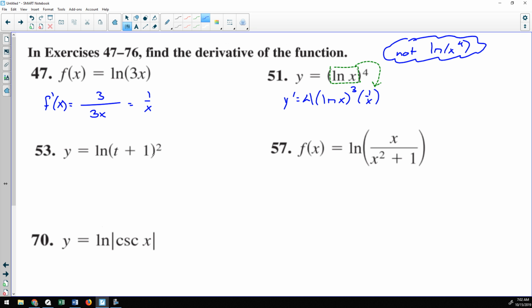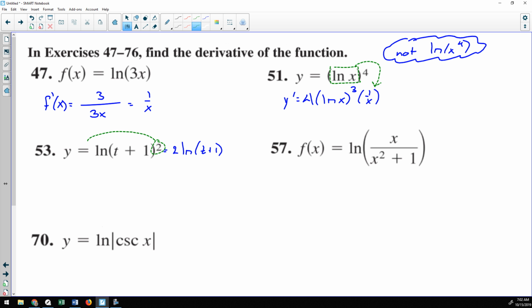53, this one now, notice they didn't put the entire log in parentheses. This is the argument being squared, so I can actually pull that 2 down as a property of logs. This is not a calculus maneuver. I'm just using properties of logs. I'm taking that 2 and moving it to the front.